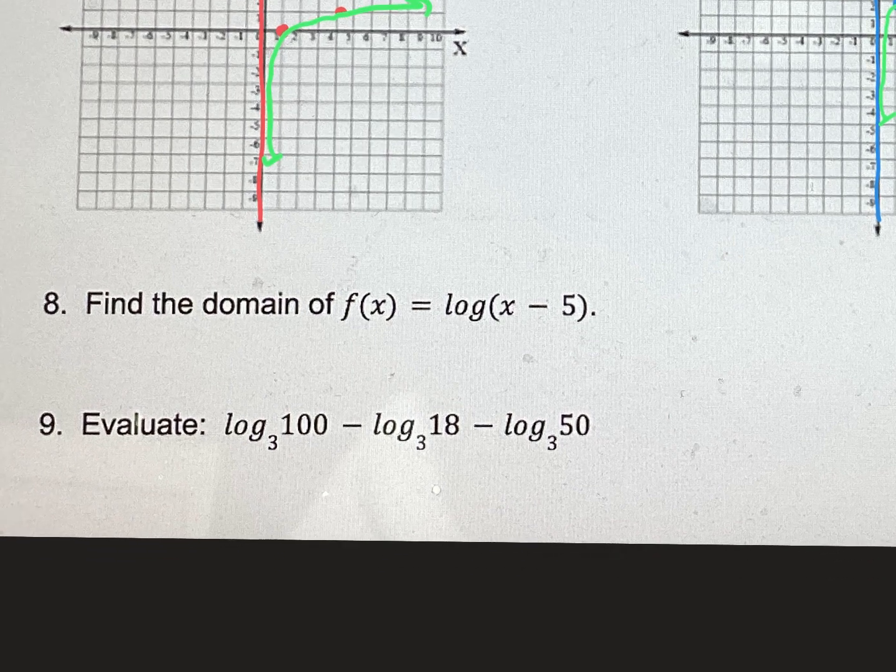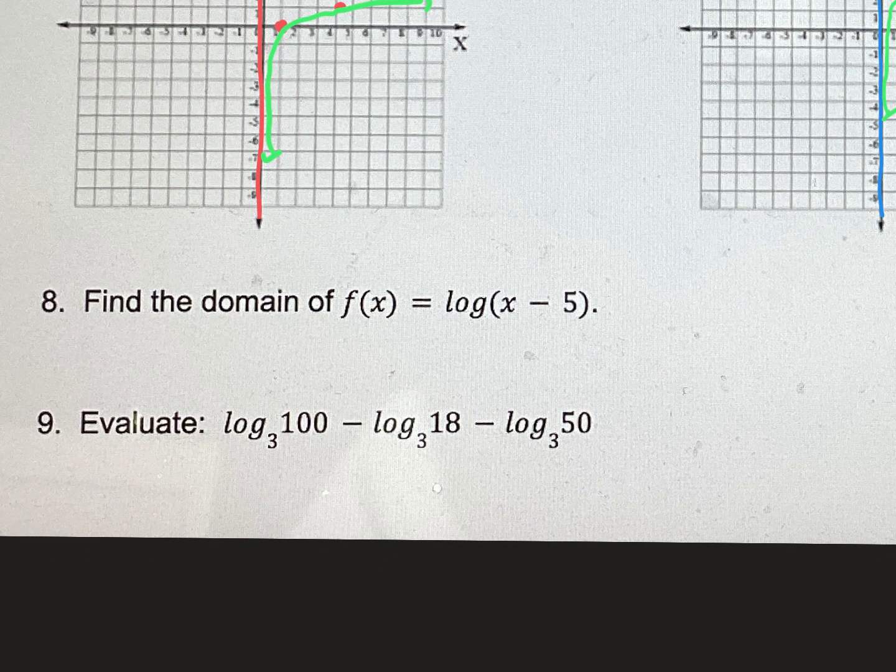Find the domain of this one, log base 5 of x minus 5. Now here's the deal. Logs cannot be negative. They actually can't be 0. They've got to be positive. You can't have a 0 there. So all I'm ever going to do is take that x minus 5 and set it greater than 0 every single time. So if I move that over, that's my domain right there. I'm going to write it this way: it's got to be bigger than 5. It can't equal 5 because you can't have 0 in there.